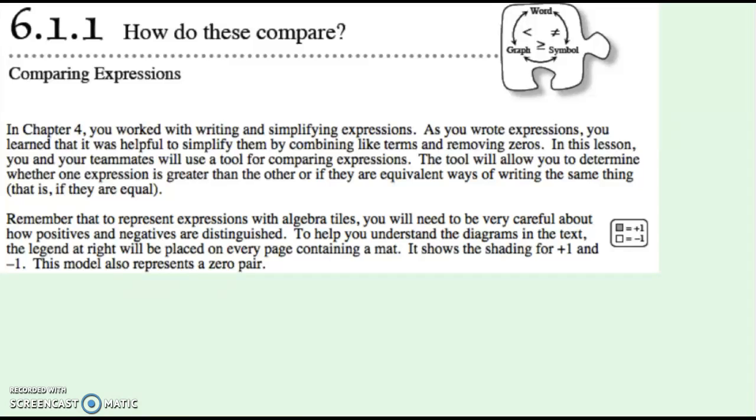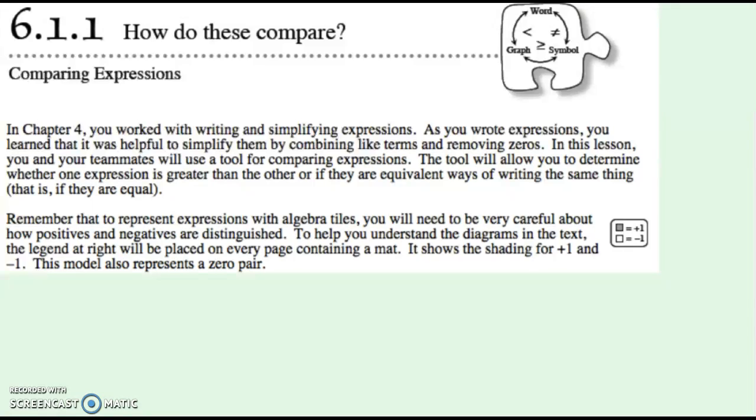Okay, in lesson 6.1.1 it says, how do these compare? Comparing expressions. In Chapter 4, you worked with writing and simplifying expressions. As you wrote expressions, you learned that it was helpful to simplify them by combining like terms and removing zeros. In this lesson, you and your teammates will use a tool for comparing expressions. The tool will allow you to determine whether one expression is greater than the other, or if they are equivalent ways of writing the same thing. That is, if they are equal.